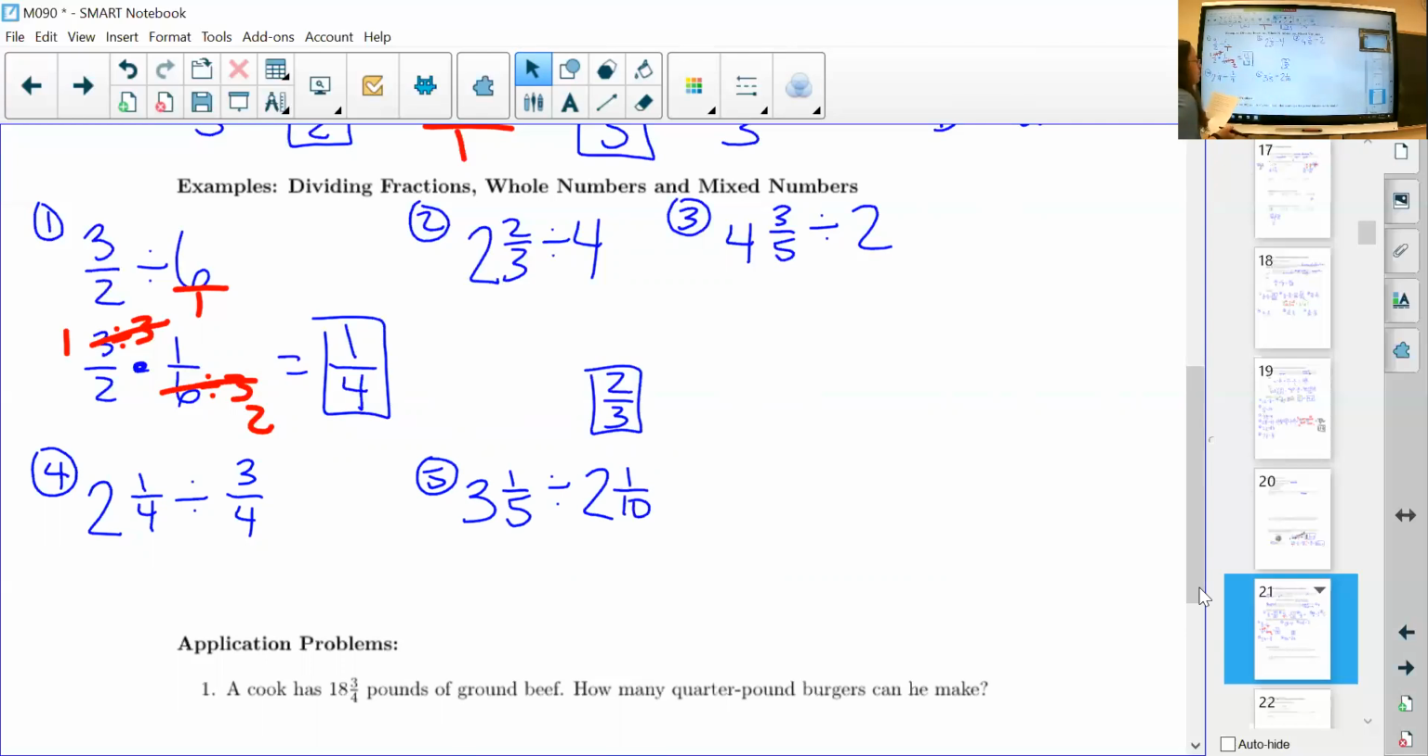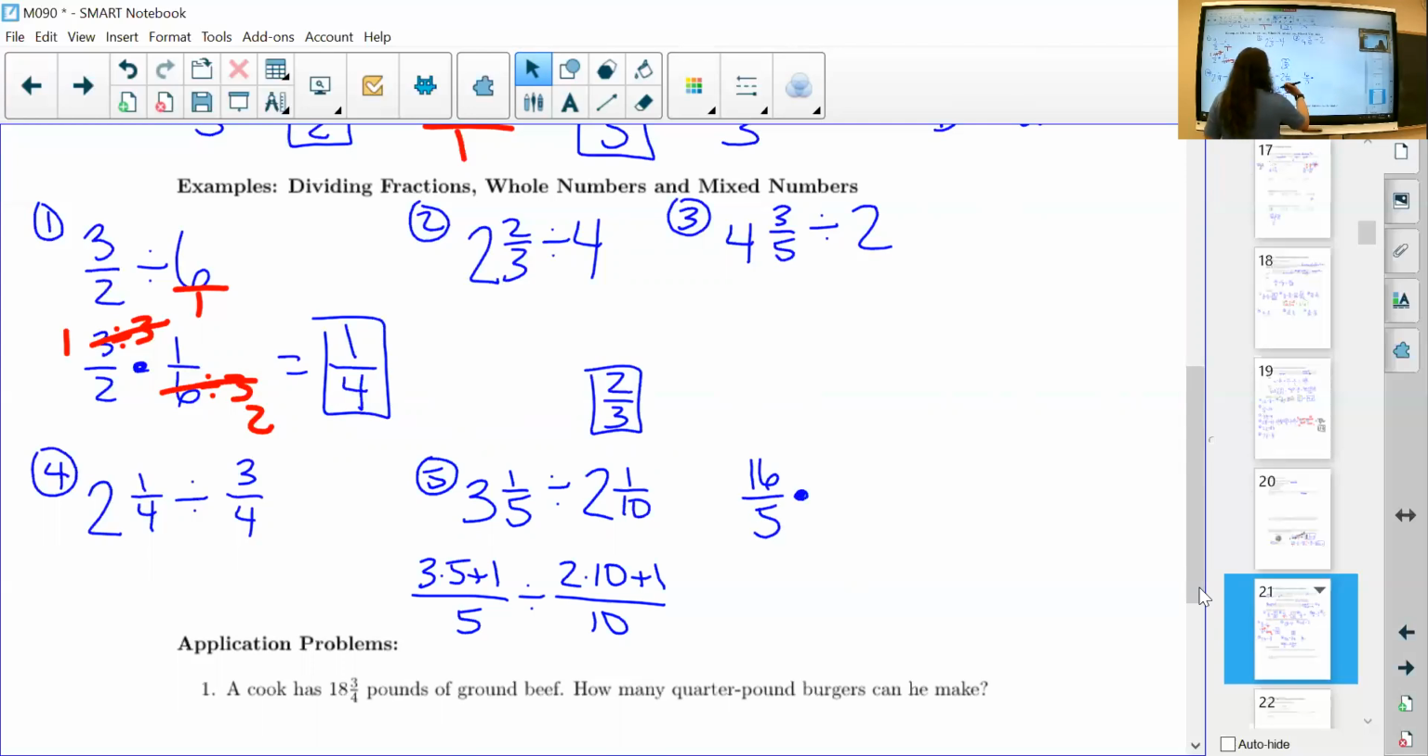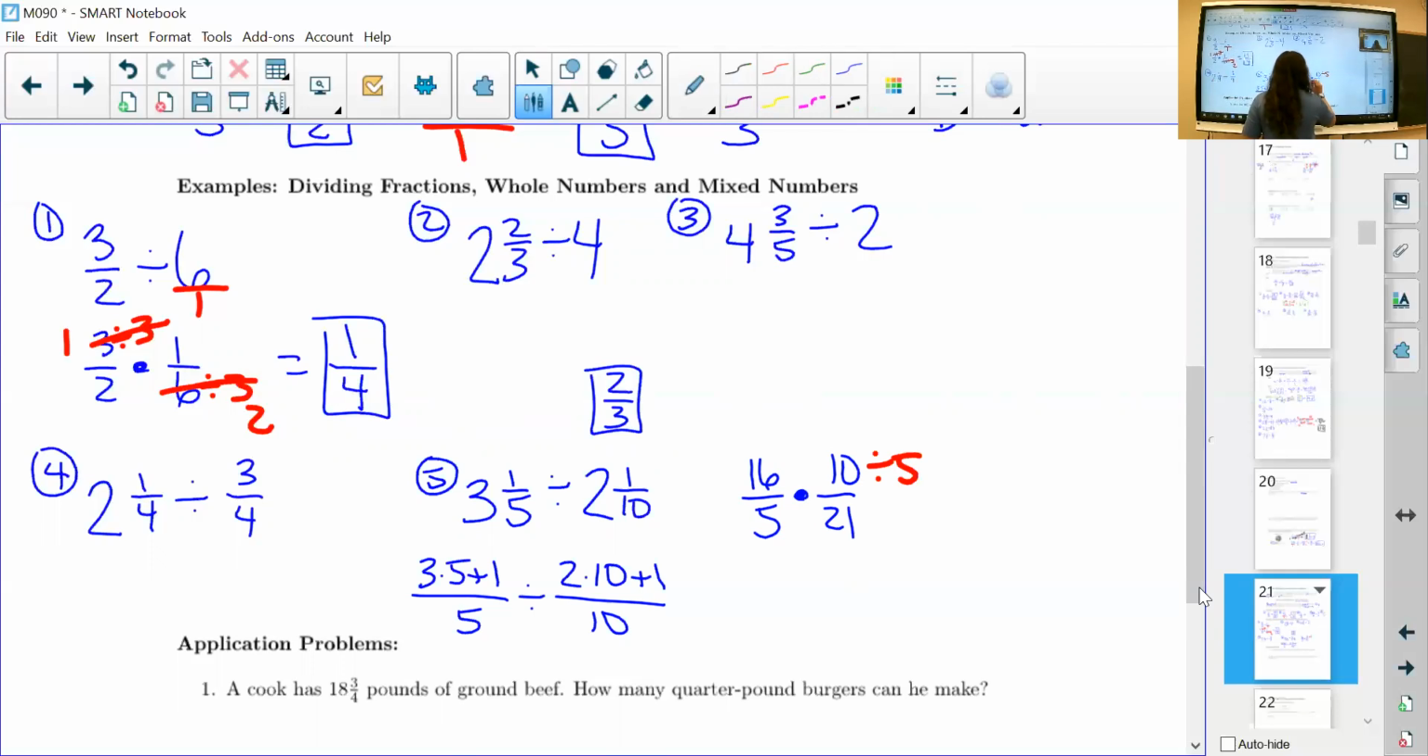We're going to start by turning those into improper fractions. 3 times 5 plus 1 over 5 divided by 2 times 10 plus 1 over 10. Keep, change, flip. This is 16/5, change it to times, flip this over, so this is 10/21. You can simplify a little bit. Divide by 5, top and bottom.